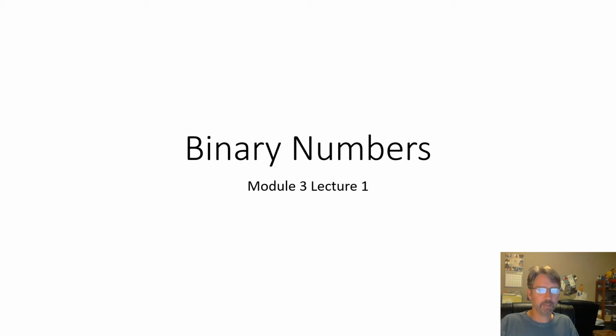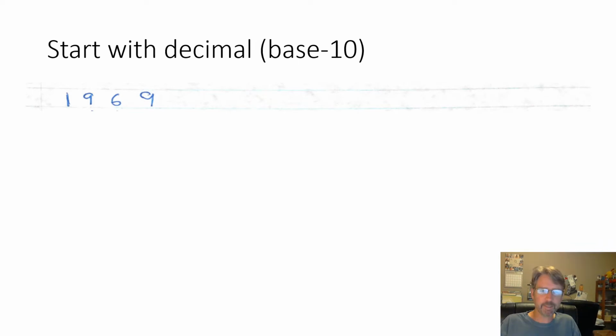Well, hello there. Today we're going to be looking at binary numbers and comparing them. Starting with decimal numbers, here's a decimal number, 1969. This is a base 10 number. That's what we're used to dealing with.